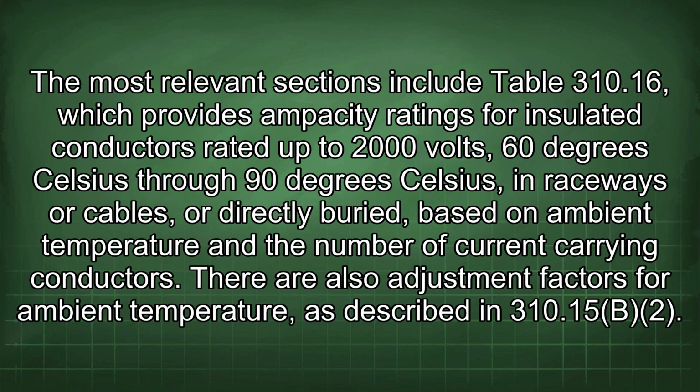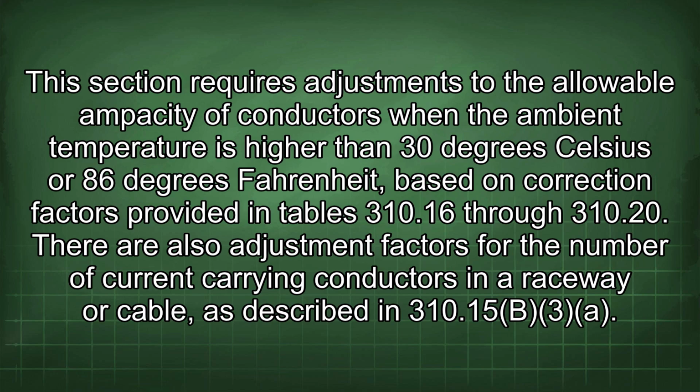The most relevant sections include Table 310.16, which provides ampacity ratings for insulated conductors rated up to 2000 volts, 60 degrees Celsius through 90 degrees Celsius, in raceways or cables, or directly buried, based on ambient temperature and the number of current carrying conductors. There are also adjustment factors for ambient temperature, as described in 310.15(B)(2). This section requires adjustments to the allowable ampacity of conductors when the ambient temperature is higher than 30 degrees Celsius or 86 degrees Fahrenheit, based on correction factors provided in Tables 310.16 through 310.20.